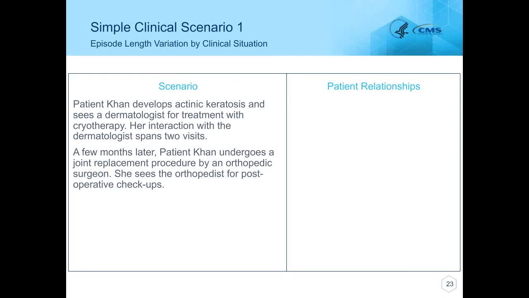In this simple clinical scenario 1, we're going to describe how the definition of episodic really depends on the clinical situation or context. So this will address the time-based question. Patient Con develops actinic keratosis and sees a dermatologist for treatment with cryotherapy, and her interaction with the dermatologist spans 2 visits to treat the AK. A few months later, patient Con undergoes a joint replacement procedure by an orthopedic surgeon, and she sees the orthopedist for post-operative checkups. Next slide, please.